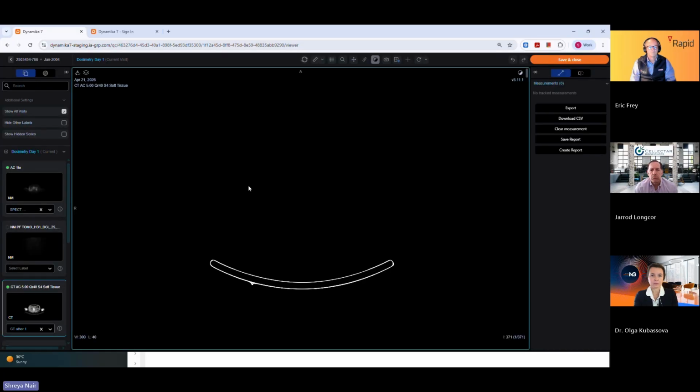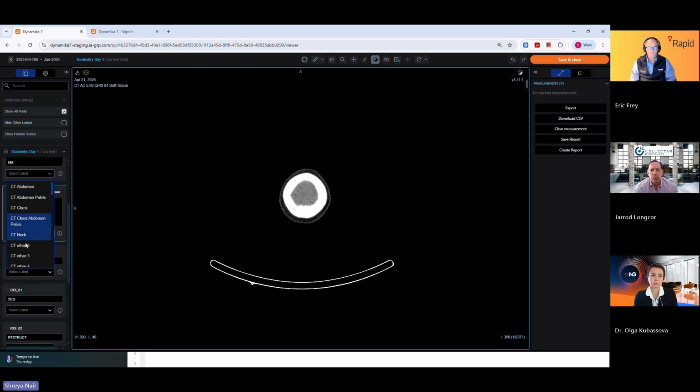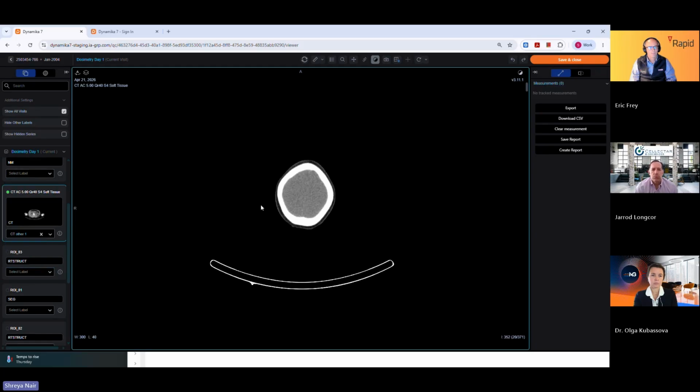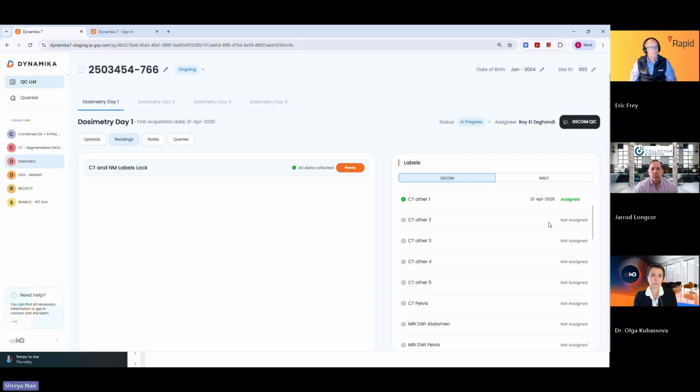And this is a DICOM viewer where you can see the central view in the center. And we have the images that we have received from the site on the left-hand side. And this is where they would label the images from this drop-down over here. So once the labeling is done, we can go out and you can see some of the labels that have been assigned here.